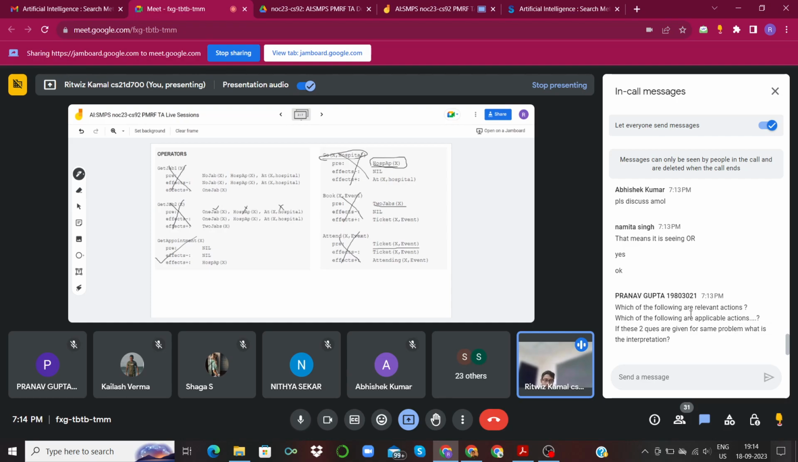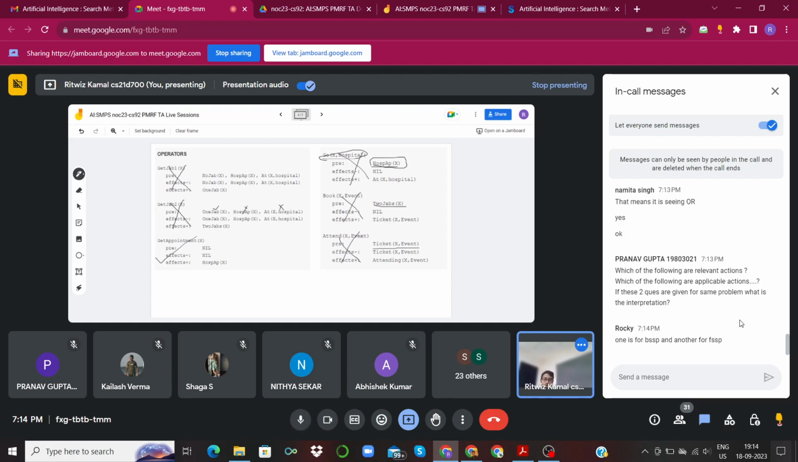Yeah, so Pranav, we saw applicable actions just now. Given an initial state, the operators or actions that we can apply using different combinations of the conditions or facts given in that state will be the applicable actions. What relevant actions are, we'll see just now when we discuss the backward state space planning algorithm. I hope that will address your question.